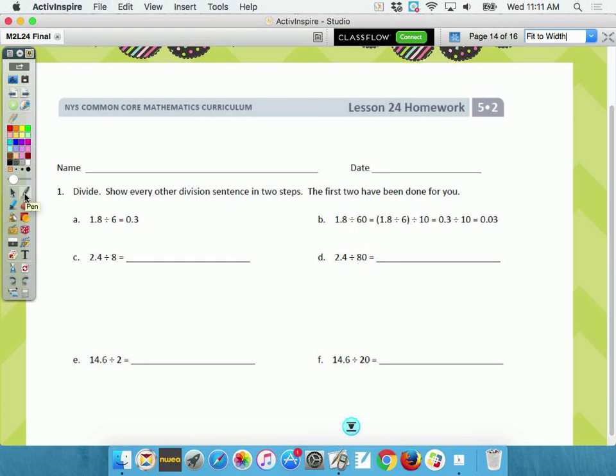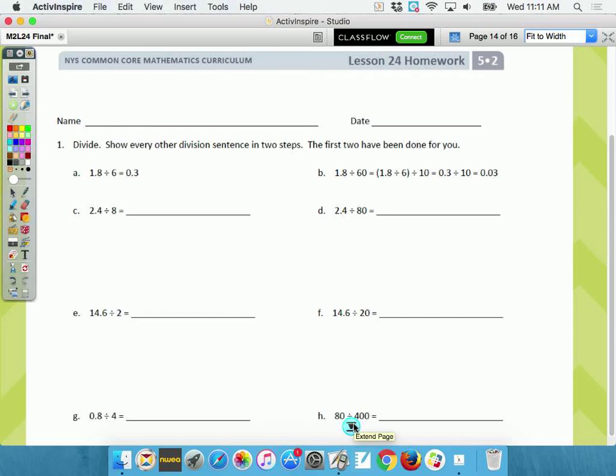On this assignment, basically what we're doing is getting the 10 out of our way so we can divide the 10 or multiple of 10 later, okay?